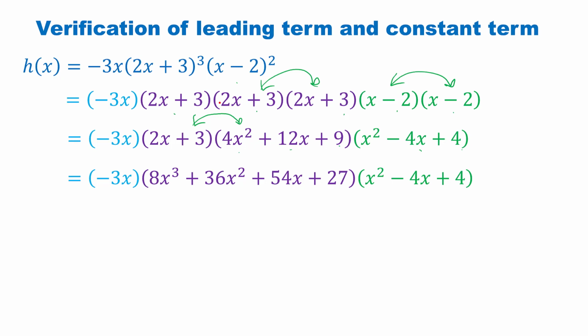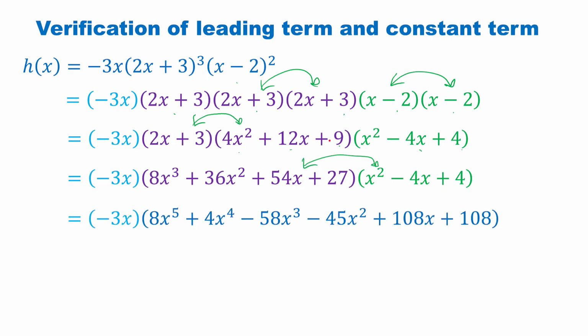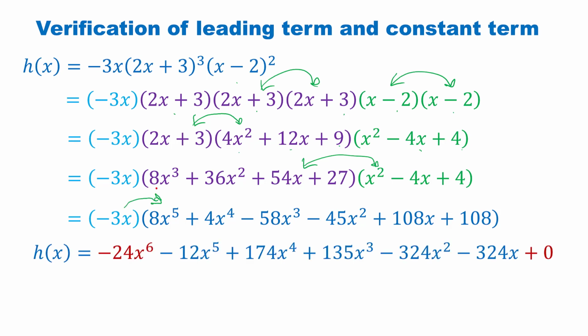And we keep going. Next, we have two polynomials here that we're going to multiply together. I'm not going through all the steps here because it would take way too long, so try this on your own. Finally, we're going to distribute negative 3x through, and we get h of x is equal to negative 24x to the 6th as our leading term, plus some other stuff. And then at the end here, we have plus 0. And so we can see that it is true that our leading term is negative 24x to the 6th. Our constant term is 0.